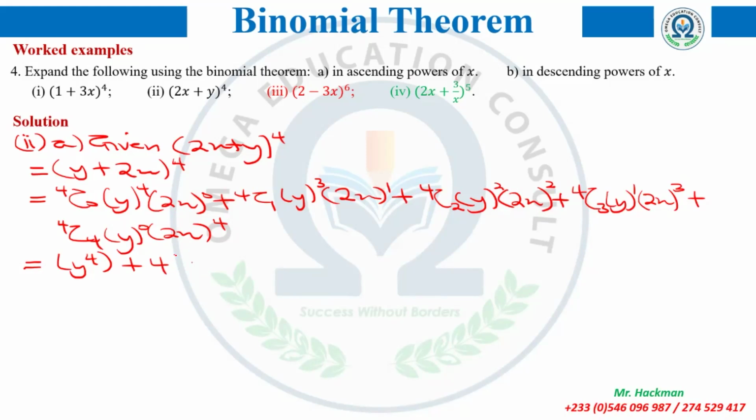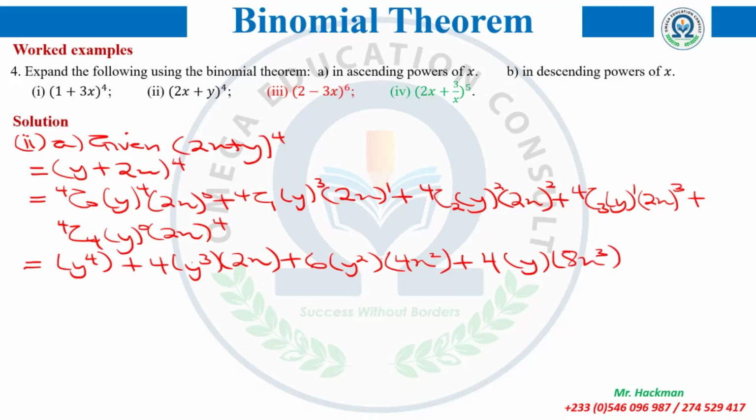If you push the power in here, you get y cubed. Then if you push the power in, you get 2x. Then plus 4 combination 2 is 6, right? Then we are going to get y, if you push the power in, you get y squared. Then 2x, if you push the power, you get 4x squared. Then plus 4 combination 3 is 4, then y to the power 1 will give you y, then this one will give you 8x cubed.